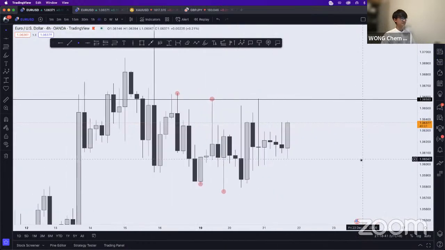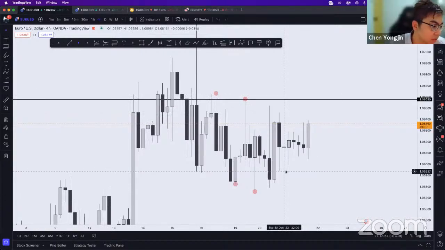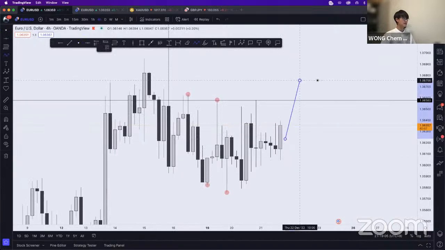I would not think that this is a very clear break of structure, because the moment it tapped and cleared this area, price just went bearish all the way down. So it looks like a liquidity grab, am I right? Yes, definitely. I would want to wait for a proper break of structure, where I see price closing above before coming down, and then I find longs.